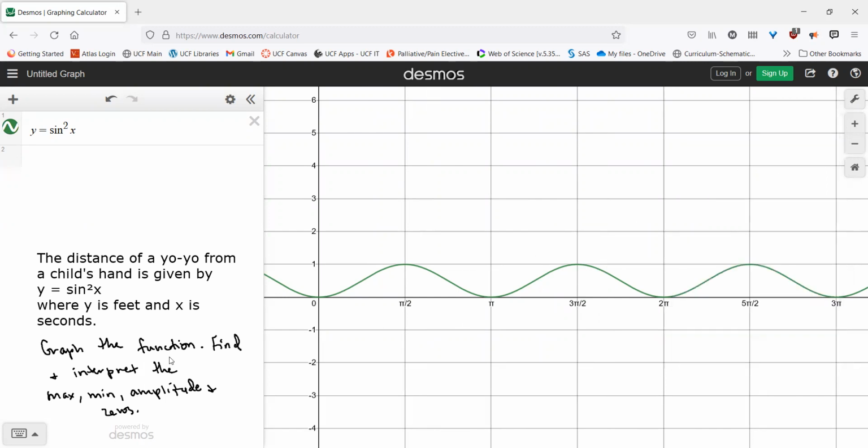Okay, so step one, we graph the function. Excellent. Find and interpret the maximum, minimum, amplitude, and zeros. Okay, so the maximum would be the top of each wave. So that's going to be here. And the minimum is going to be the bottom of each wave. That's going to be here.